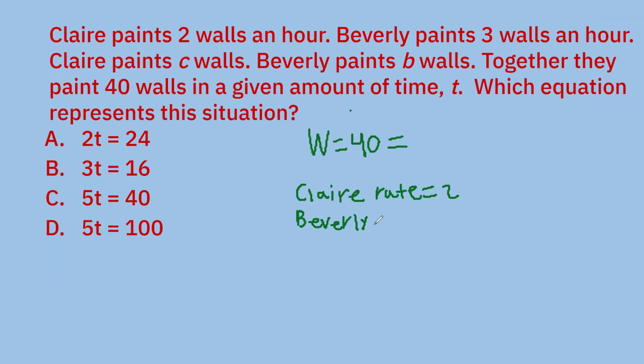I guess you could have a LEY Beverly too, but this one's just a LY. Beverly rate equals 3. So combined rate is 2 plus 3, which is going to get us 5. So then up here, if we want to solve for this, you would have 5, which is their combined rate, times T, which is the time, equals 40. Okay.